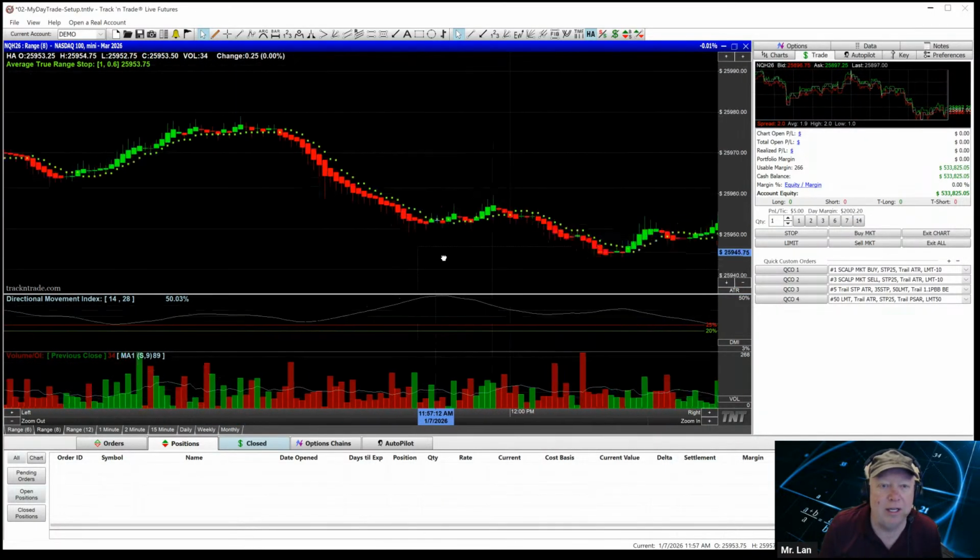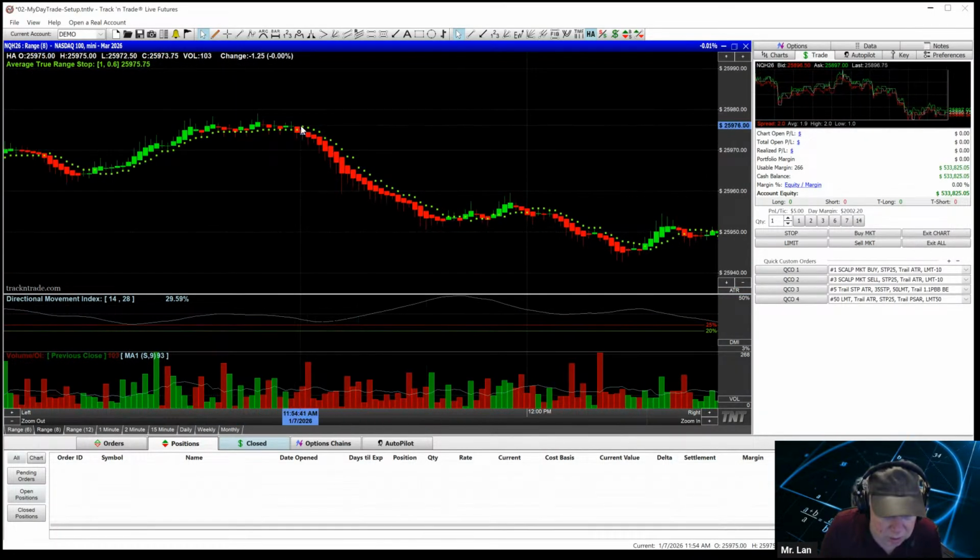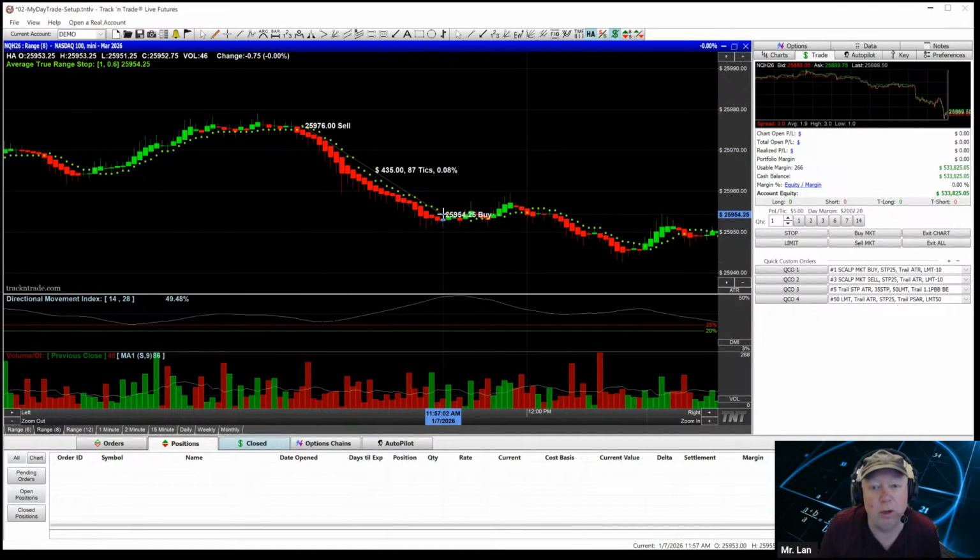Now we're in the last hour of the day. So here, look at this. When did this one start? This was at 11:54. Look at that. Look at that beautiful move right there. You catch that little break from this green dot to that green dot all the way down to there. That's $435 with a single contract, $2,000 investment.